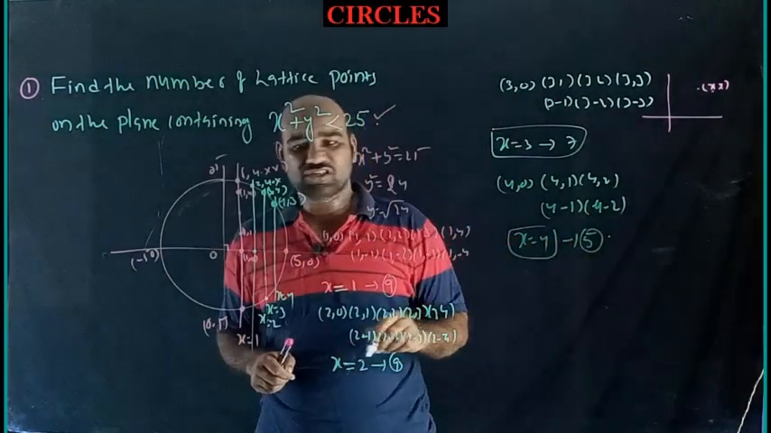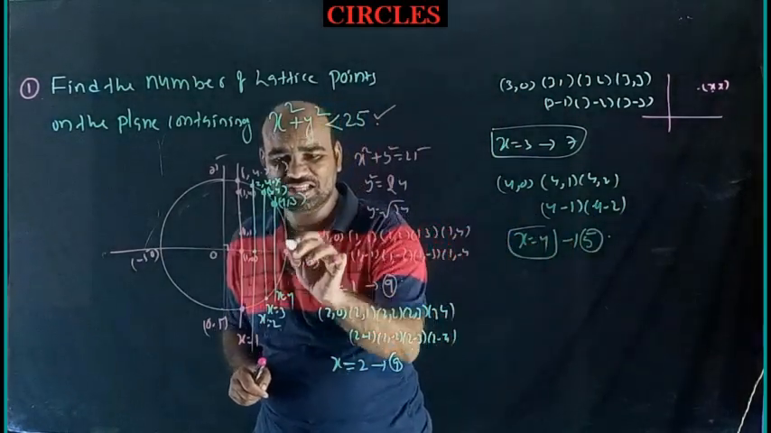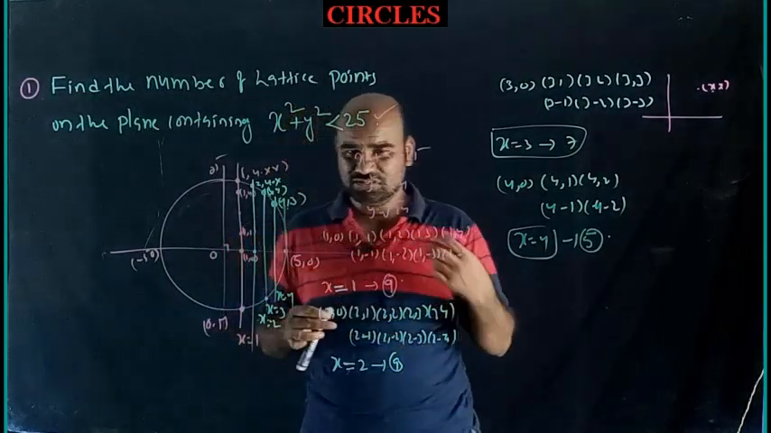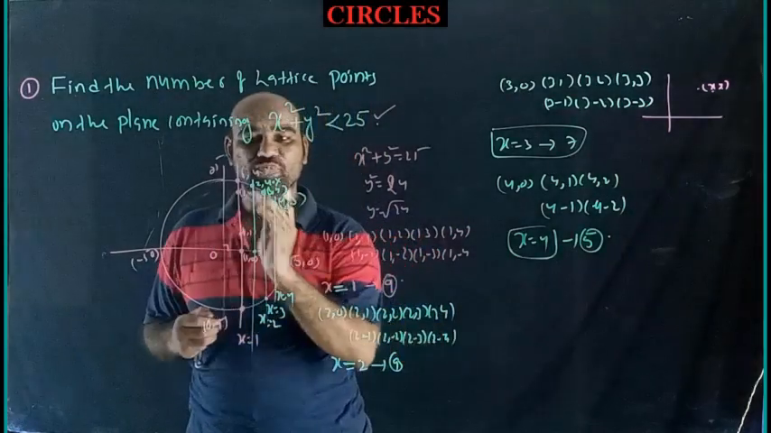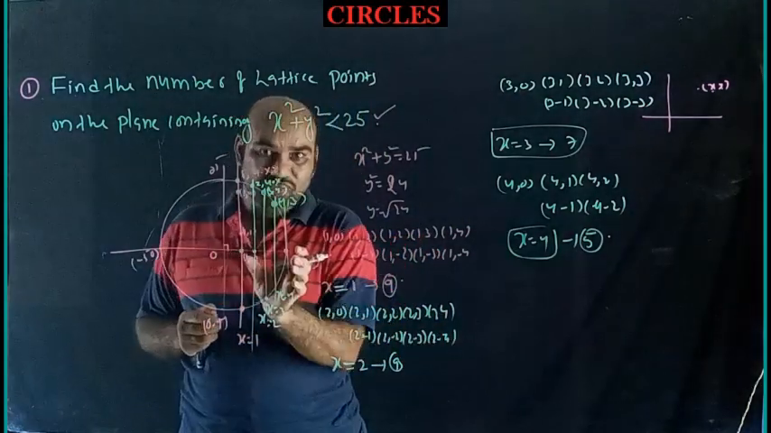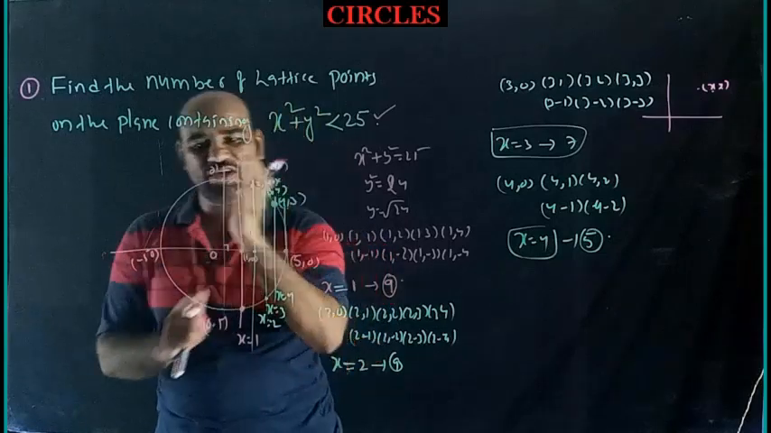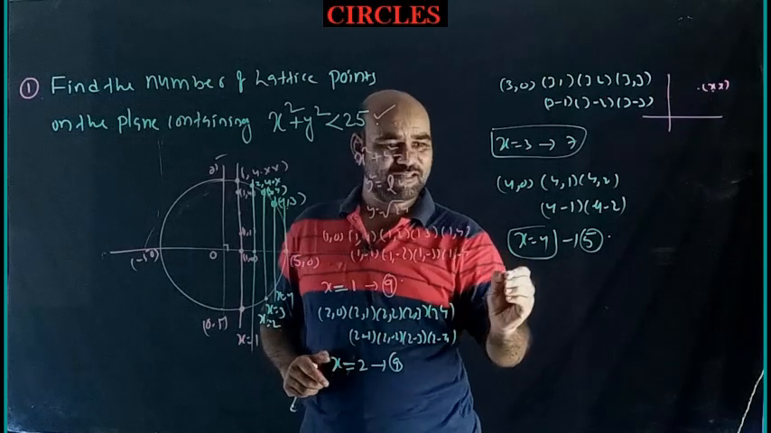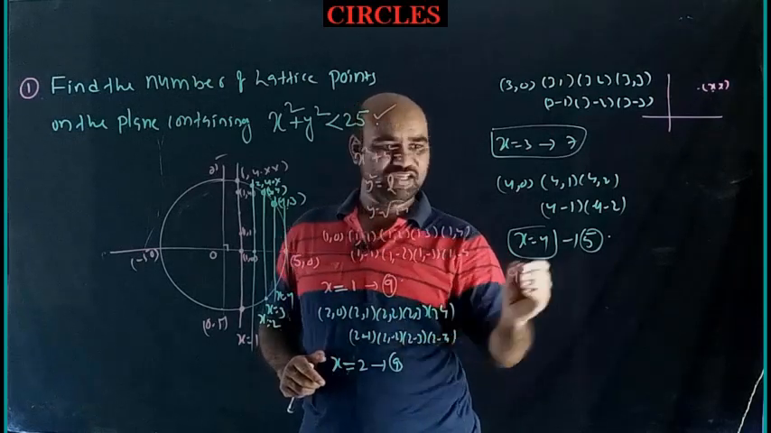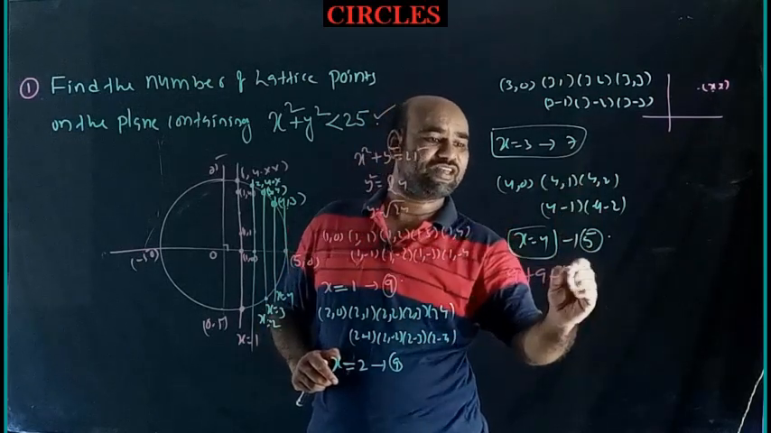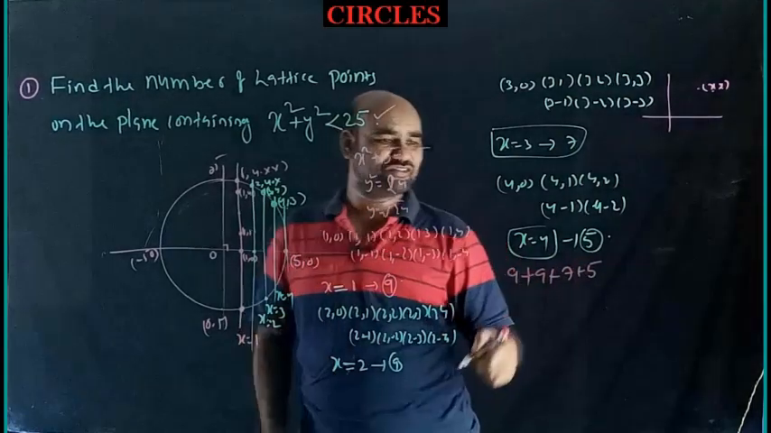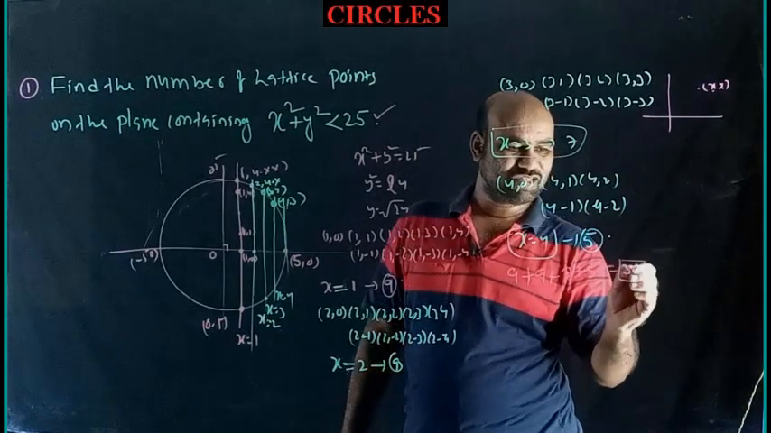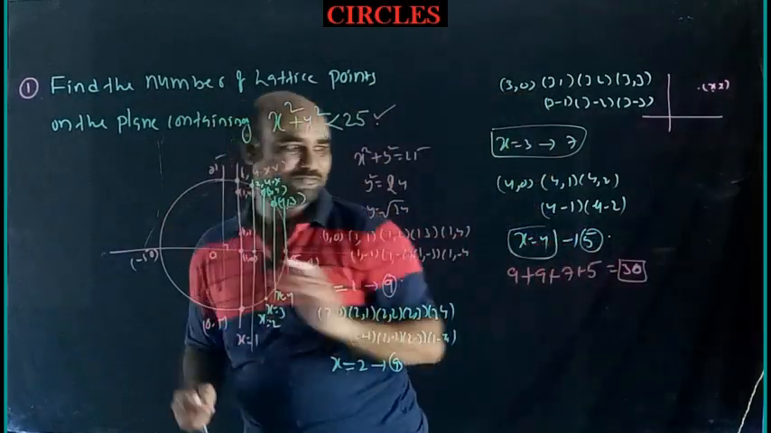Next, the x equal to 5 line, that is a tangent line, we can't count it because 5 comma 0 is on the circle. So the right hand side of the y-axis I counted. Similarly, the left hand side of the y-axis also has the same points. So how many here? 9 plus 9 plus 7 plus 5, that is 30 points you got. Similarly, this side also will get another 30.